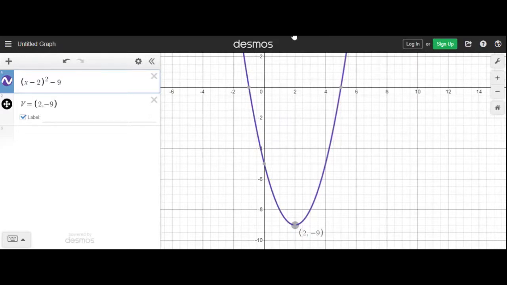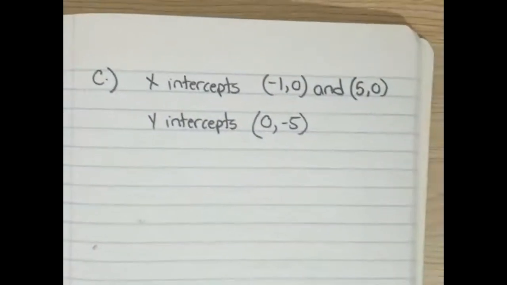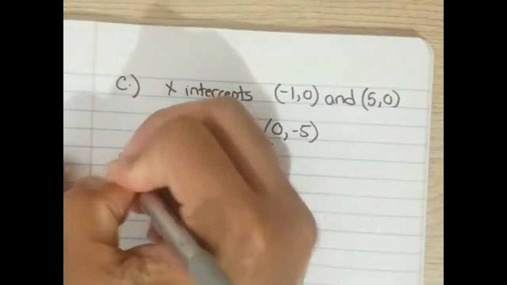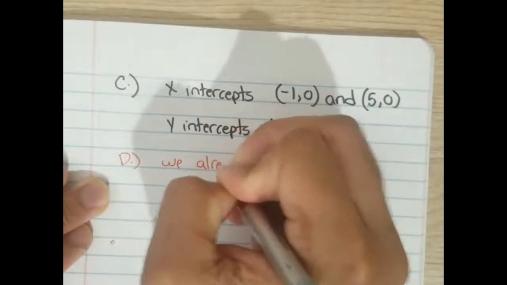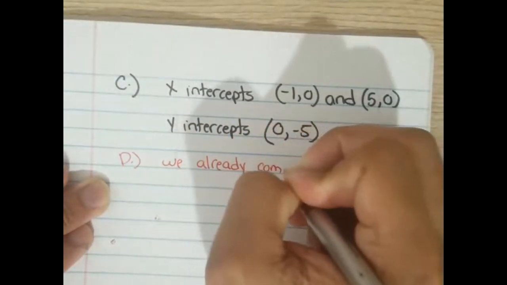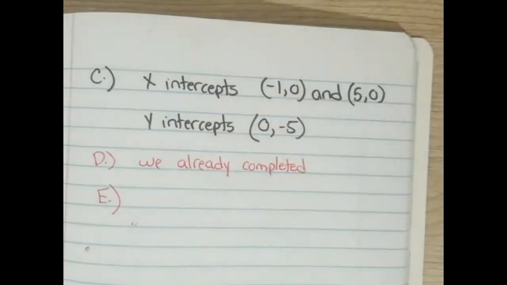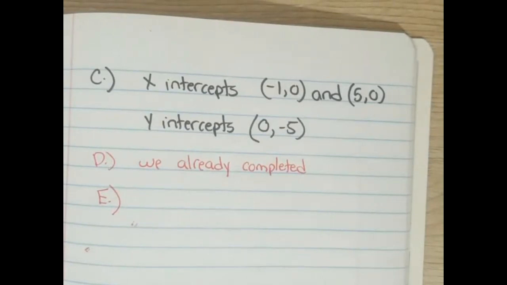All right, and then we already did part D, so we'll go on to the very last part, part E. I wrote down the x-intercepts and the y-intercepts. Part E is asking us to identify the intervals of increase and decrease. This is really similar to part B, the left and right end behavior.